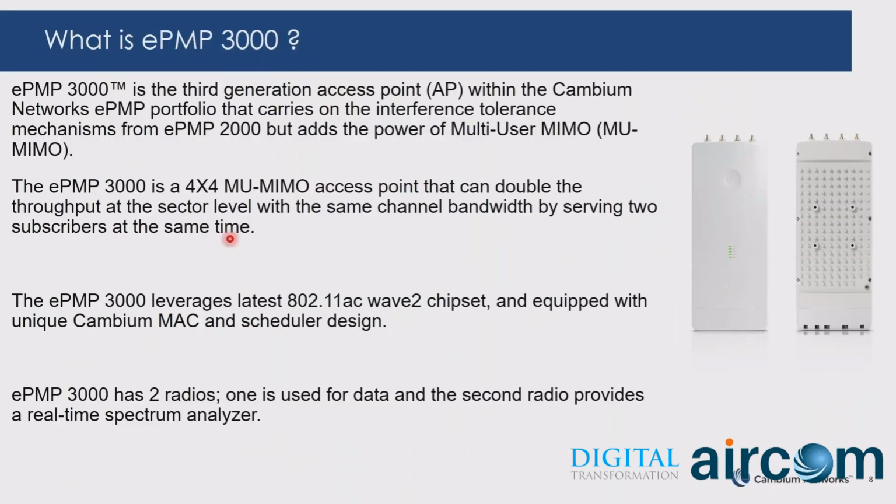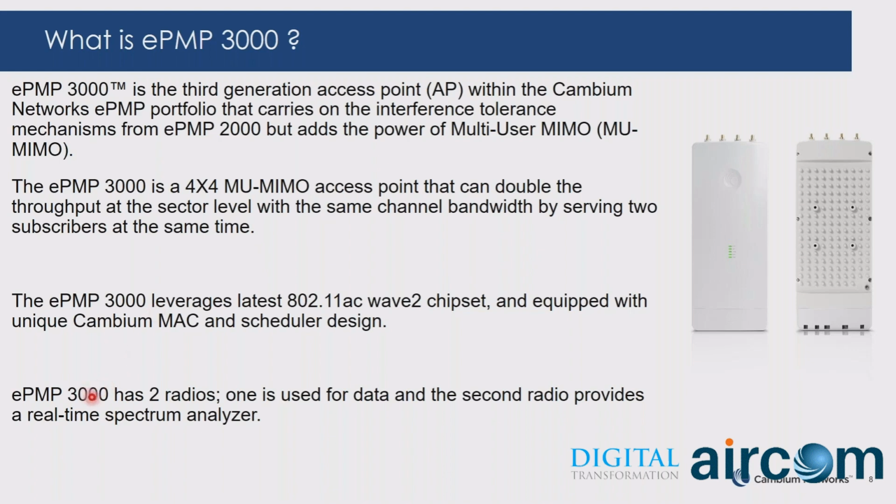Okay, so now we've been talking about ePMP 3000. What's this ePMP 3000? In a nutshell, the ePMP 3000 is our third generation of access points within our ePMP portfolio. Like I've mentioned, we have evolved the ePMP access points from 1000 to 2000 to 3000. In terms of standard, 1000 and 2000 are the 11N standard, whereas the 3000 represents the 11AC.